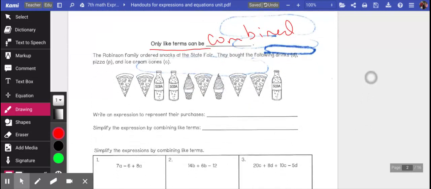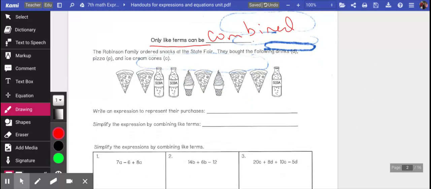So we'll start with this example here. The Robinson family ordered snacks at the state fair. They bought the following drinks, and they're labeling that D, pizza P, and ice cream cones C. So we're going to write an expression to represent their purchases.